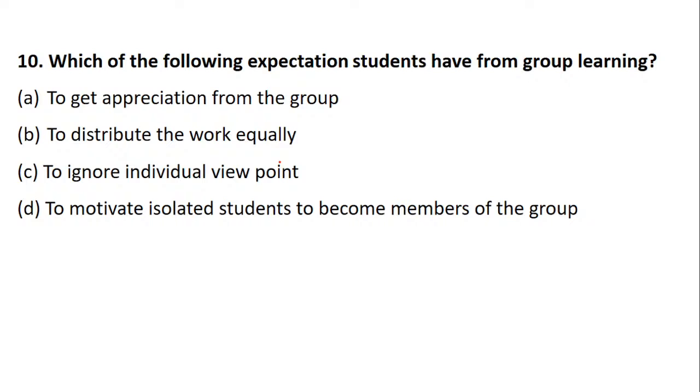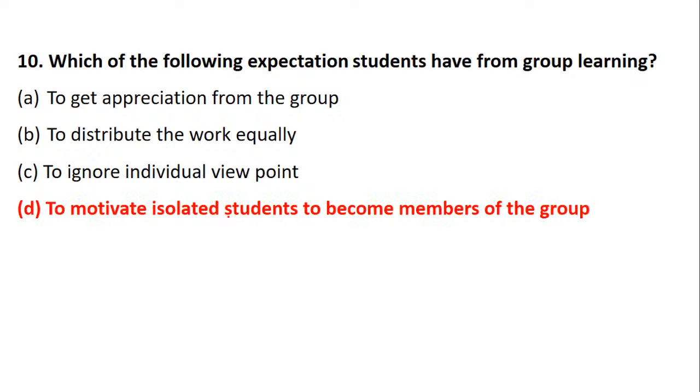Okay, very good. So, see, group learning. Definitely group learning is basically to ensure that any student who is isolated can be a part of the group, to motivate the learner to be a part of the group. So, to motivate isolated students to become a part of the group, that's why group learning is encouraged. Okay, very good. Priyanka, what happened? B, to distribute the work equally, is not the right answer. Group learning is to encourage the students to be a part of the group, especially those students who feel they are isolated. Okay.